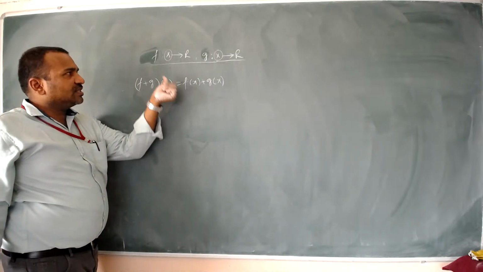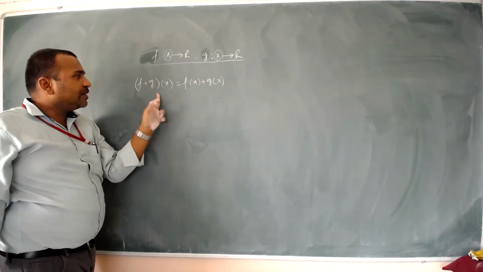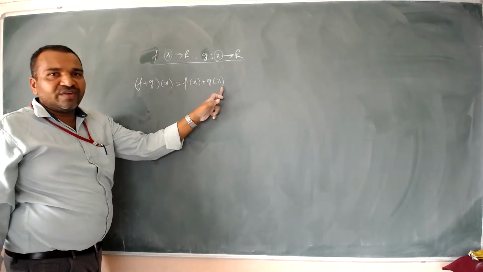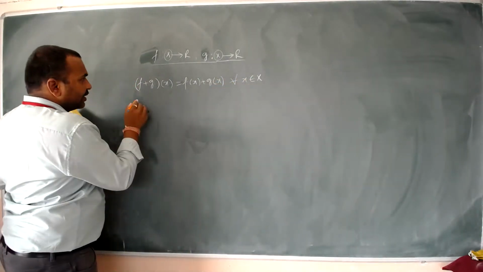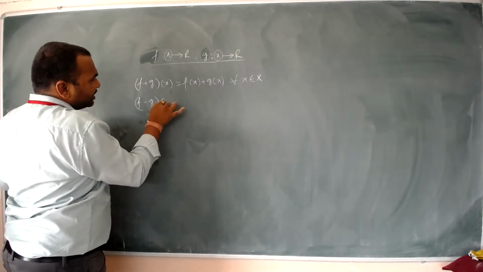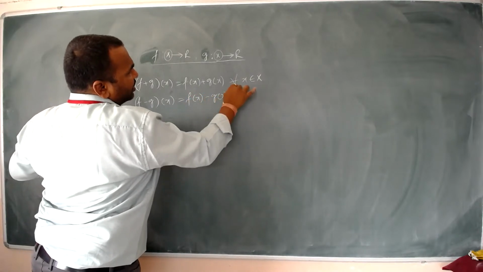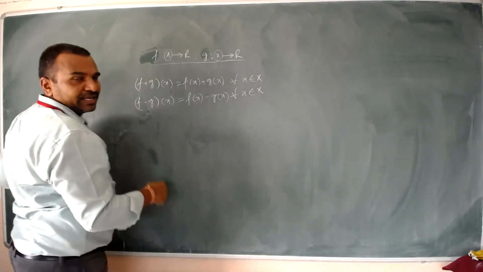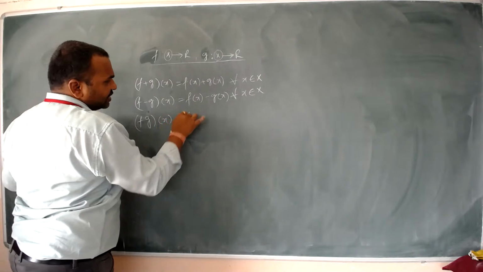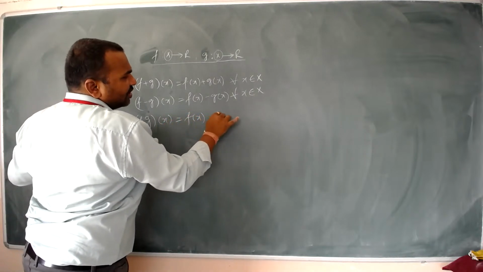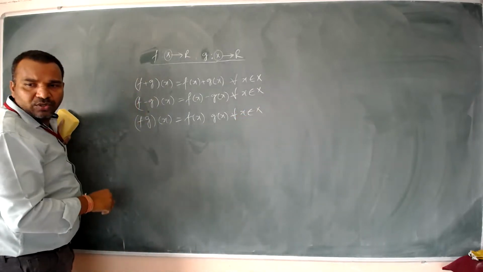So f plus g of x, if f is a function and g is also another function, both with the same domain, then f plus g of x is defined by f of x plus g of x for all x belongs to capital X. Next, same, f minus g of x we can write as f of x minus g of x for all x belongs to capital X. Next, f into g of x is also written as f of x into g of x for all x belongs to capital X. And that is, x belongs to domain.